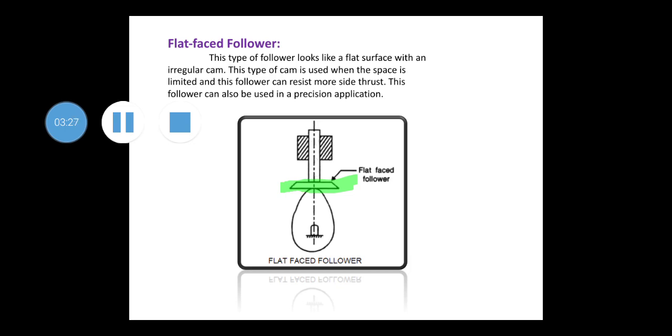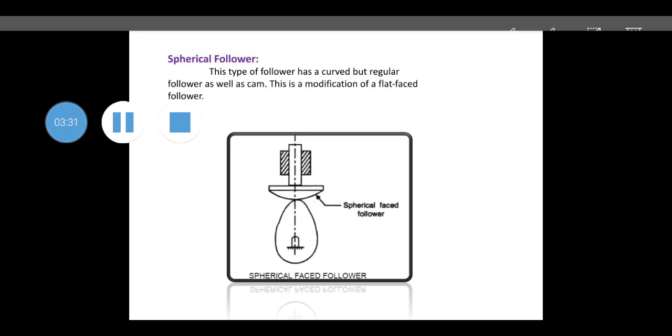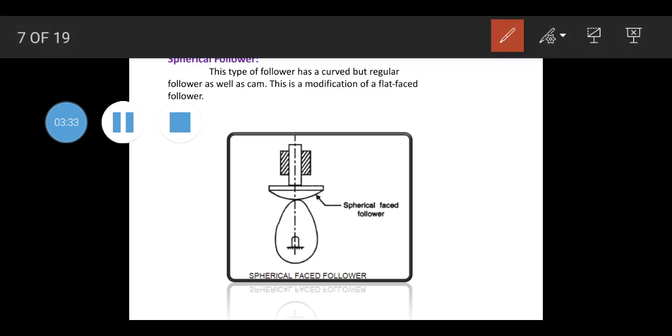Now coming towards the next type of follower, which is known as the spherical follower. As we can see, it is a modification of the flat face follower. Here there is a curvature in the structure of the follower. This type of follower has a curved but regular surface, as well as a cam. So this is the modification of the flat faced follower.